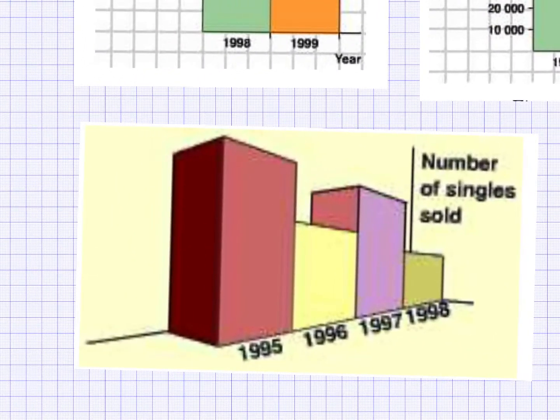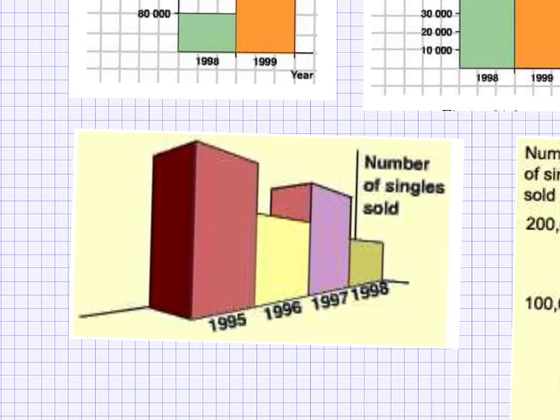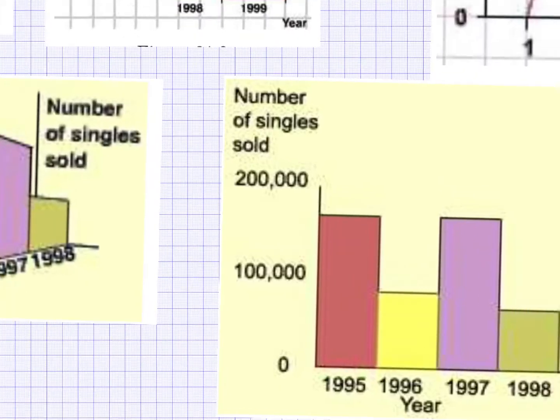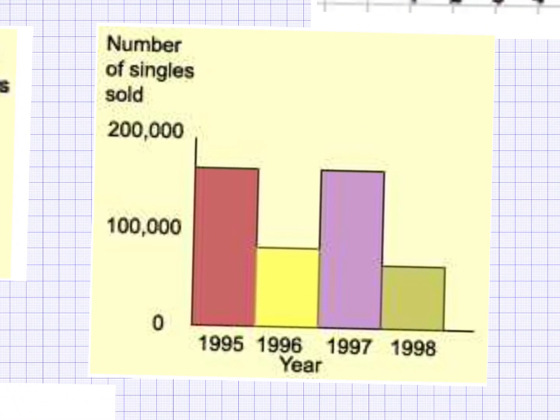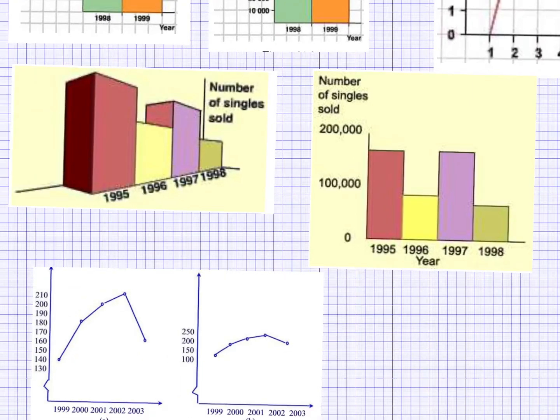This one over here, a 3D graph, looks very fancy. It makes it look like 1995 sold huge amounts of singles, which are CDs or songs, right? Whereas all the others didn't sell very much. But because it's 3D, it's actually misleading on the way we picture it. This is what it looks like as 2D. And you can see there that 1995 had exactly the same amount as 1997. So again, that's misleading just because of the fact that it's 3D.